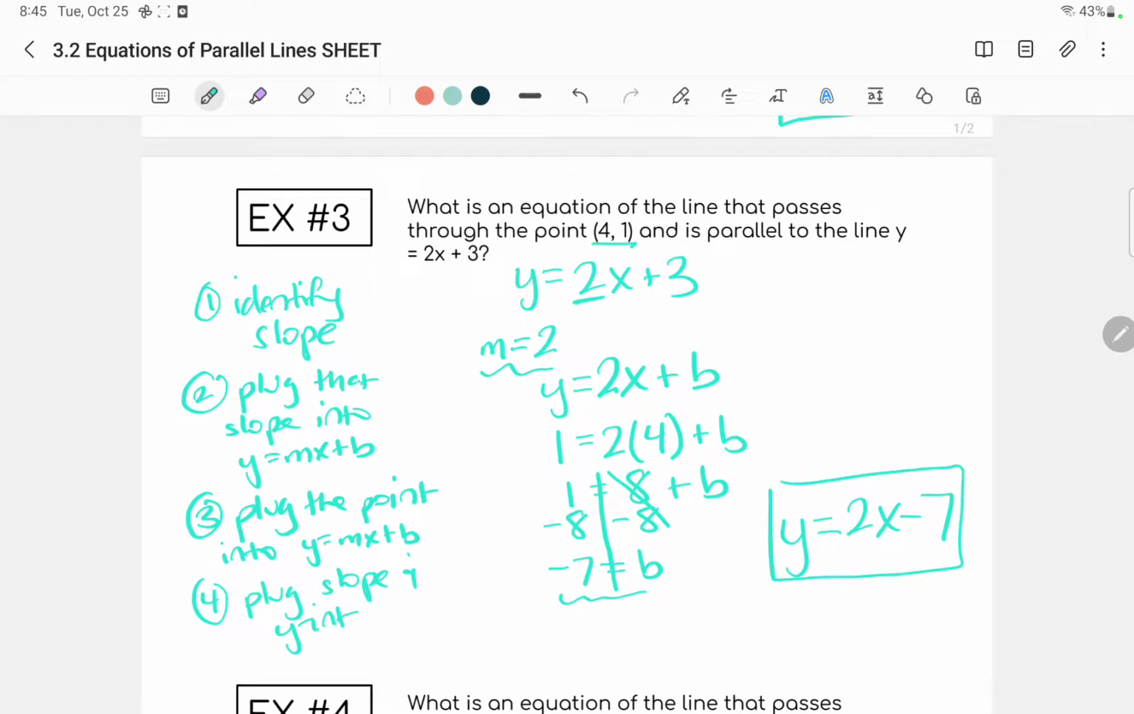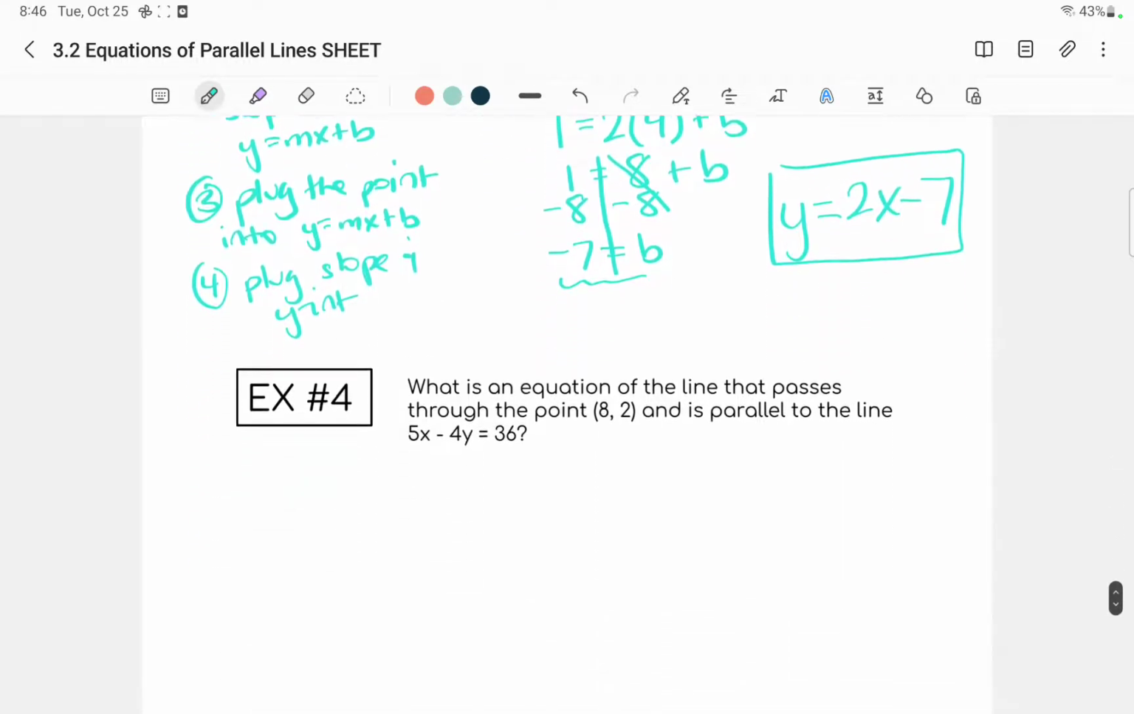Again, just to review one more time, I found the slope. I then plugged that slope into my slope-intercept form. I then plugged the point they gave me in for x and for y to solve for b. Then I plugged the slope and y-intercept back into my slope-intercept form. All right, so we're going to actually do this one more time for example number 4.